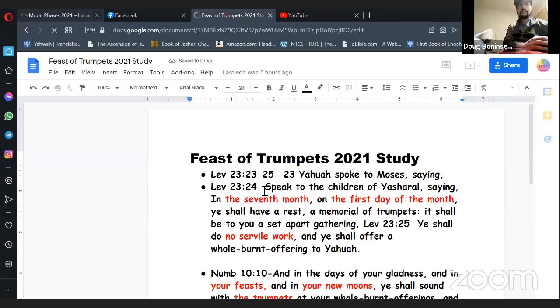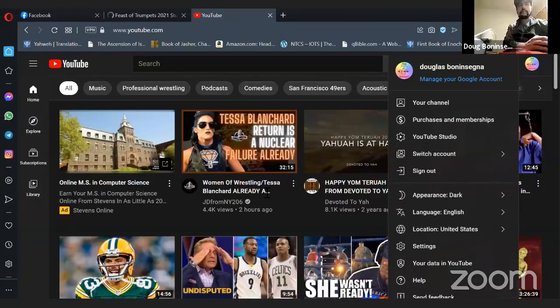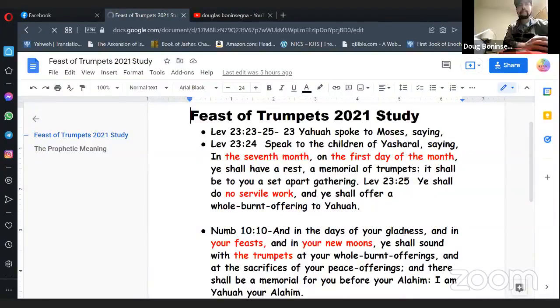So we've got our Feast of Trumpets study. All right, so first we're going to go to pretty much the origin of this feast, and this is known by many of our brothers and sisters by the traditional name of Leviticus 23, the feasts or the appointed times. So let's go to Leviticus 23. I will be reading from Brenton's English translation of the Septuagint here. We'll go into the Greek and Hebrew and show you guys what the words literally mean for trumpet here.